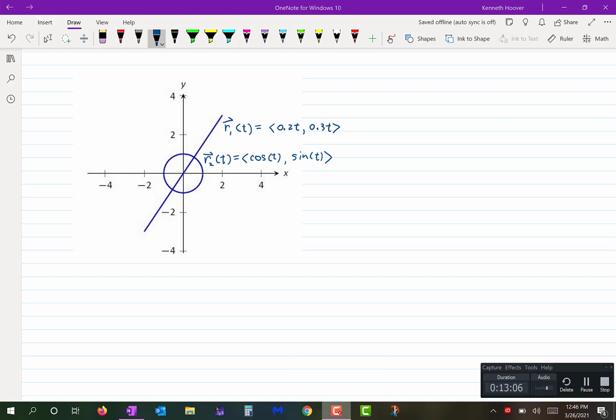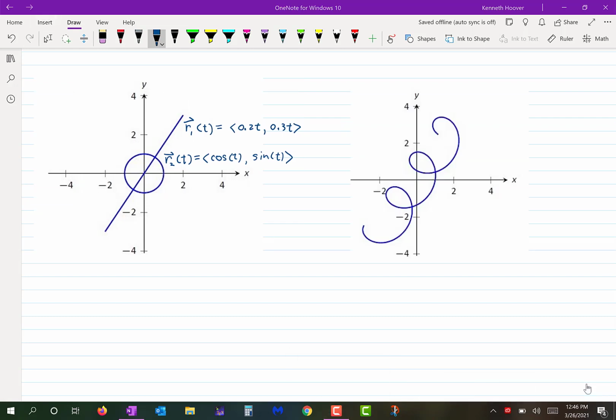Okay. Now, let's look at this picture. What do you think that graph is? Well, I don't expect you to guess. I mean, there's lots of things it could be. But let me tell you what it is. That is R1 plus R2 of t, which means R1 of t plus R2 of t.